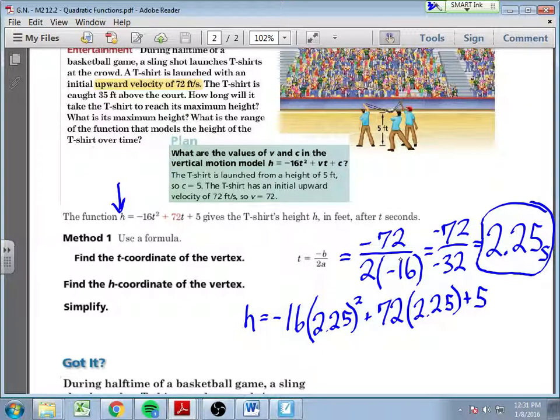2 1/4 squared. Anyone do that yet? 2 1/4 squared is 5.0625. Then let's go ahead and multiply it by the negative 16. Negative 81.